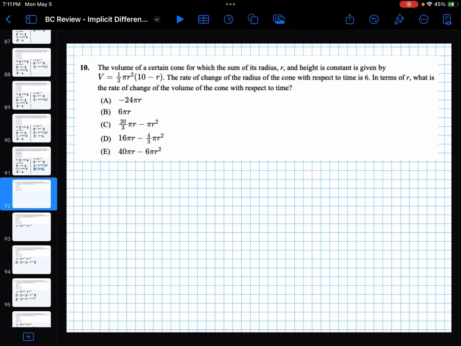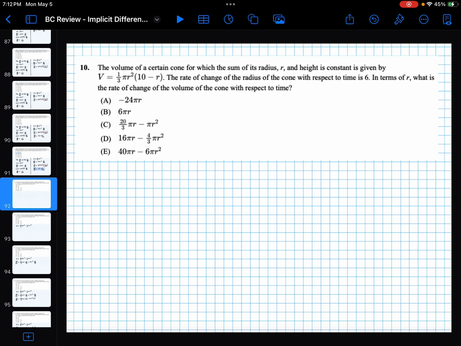We're going to take a look at question number 10 now. This is the volume of a cone, and they give you the volume formula for this specific cone because they say there's a relationship between the radius and the height, so they've replaced where h would go in the formula with this 10 minus r. They did that for you. You don't need to do anything special there.